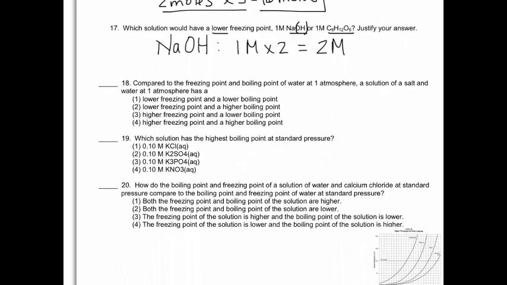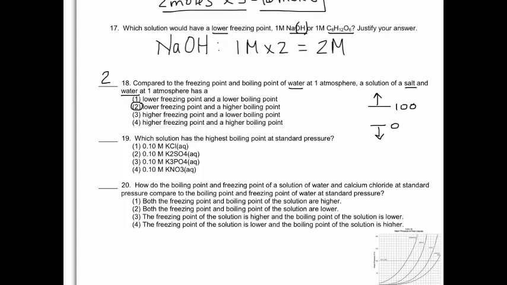The last few questions are multiple choice. Compared to the freezing point and boiling point of water at 1 atmosphere, a solution of salt and water, so dissolving something in it, when we dissolve something in water, it increases the boiling point and it decreases the freezing point. And the one that says that is choice 2.